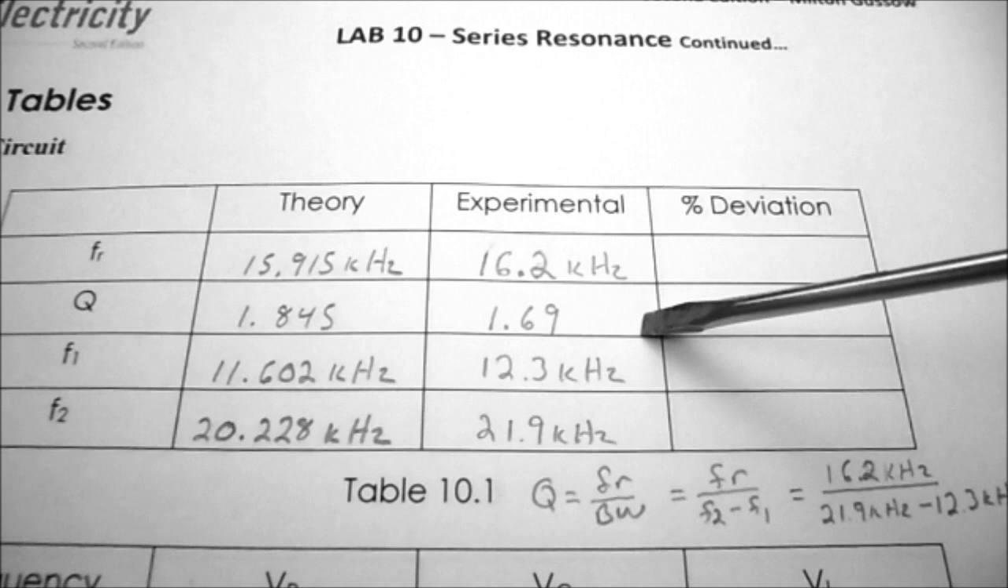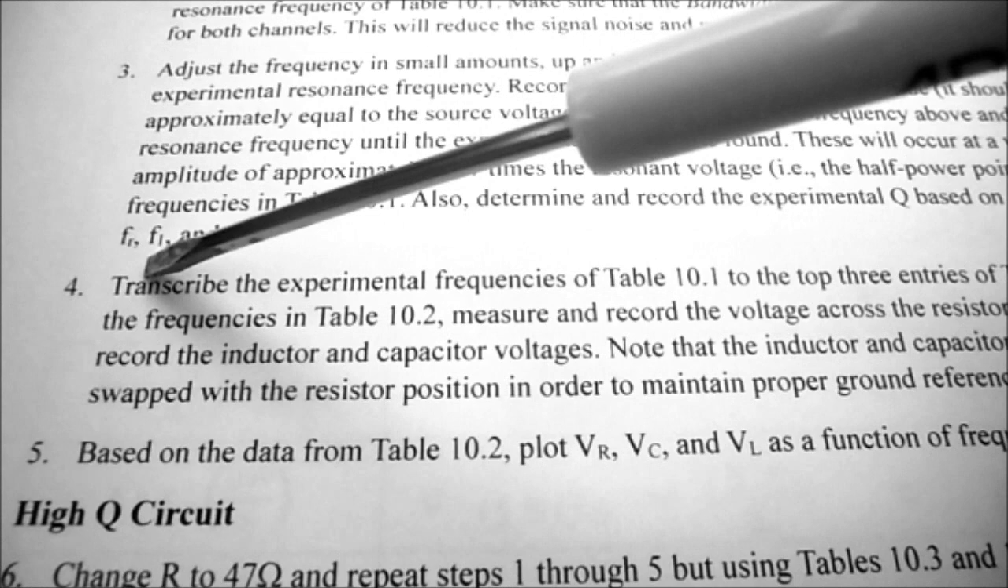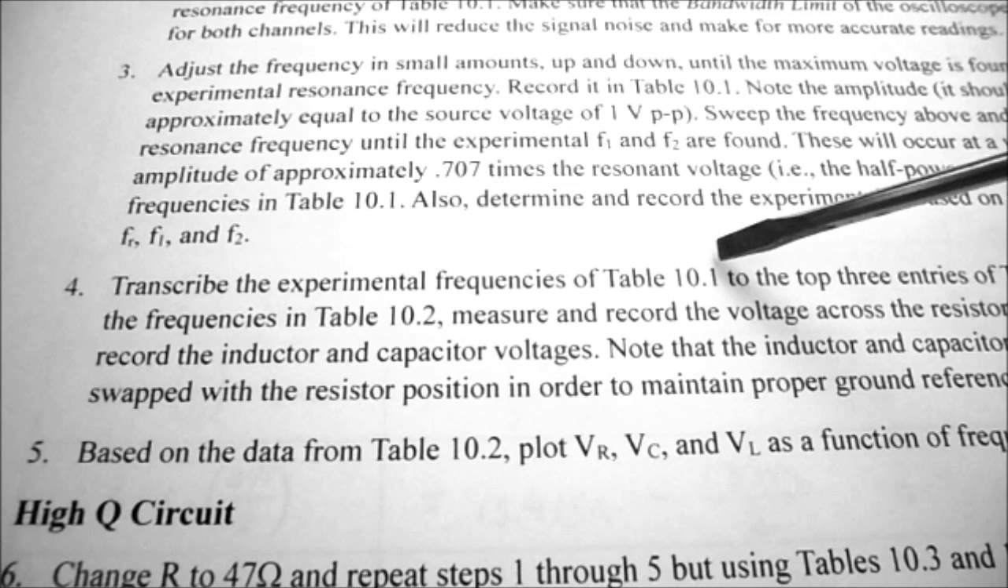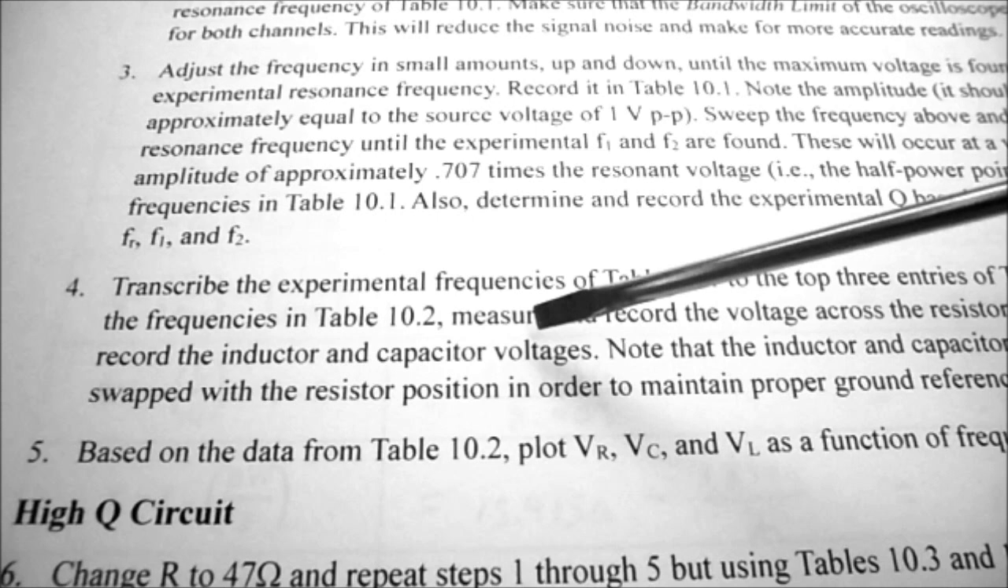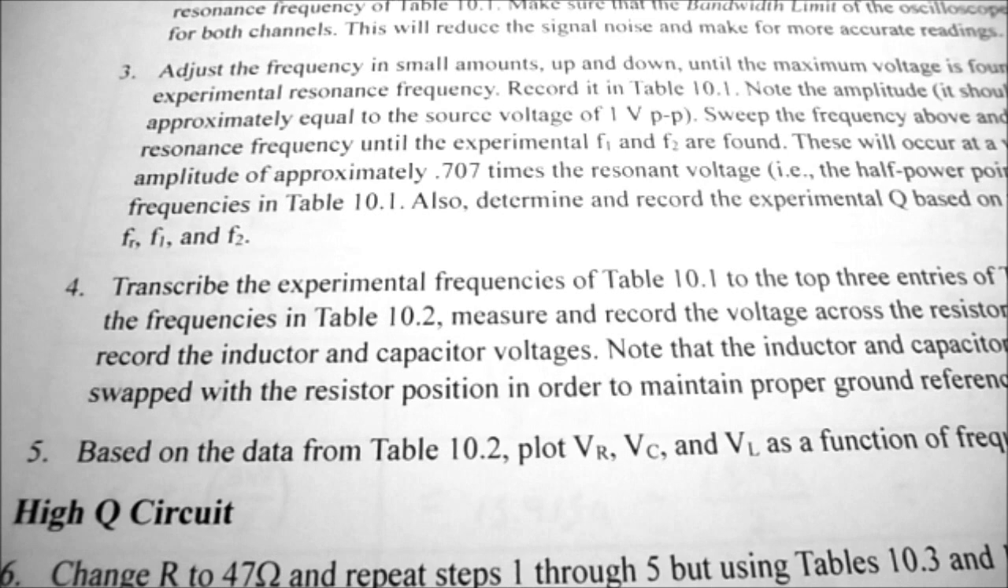So moving on to procedure step number 4, which is to transcribe the experimental frequencies of table 10.1 to the top 3 entries of table 10.2. Then for all of the frequencies in table 10.2, we're to measure and record the voltage across the resistor. We're also to measure and record the inductor and capacitor voltages. And it says to note that the inductor and capacitor will have to be swapped with the resistor position in order to maintain proper ground reference with the oscilloscope.